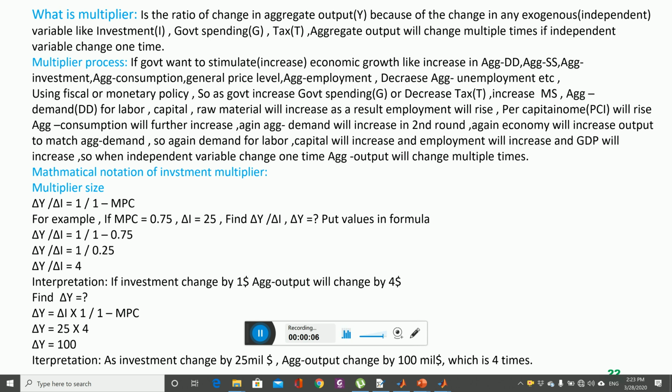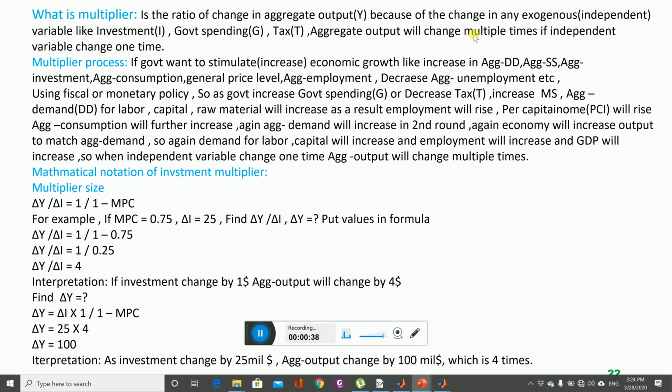Today our topic is multiplier. What is multiplier? Multiplier is the ratio of change in aggregate output because of the change in any exogenous (in brackets I put the meaning of exogenous: independent) variable. What are those variables? Like investment, I stands for investment; government spending, G stands for government spending; tax rate, T stands for tax rate.